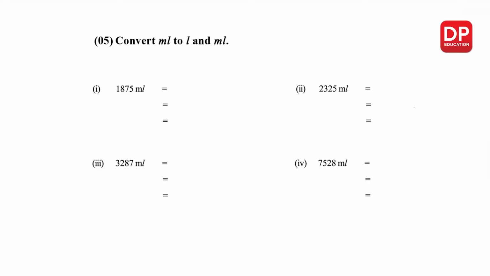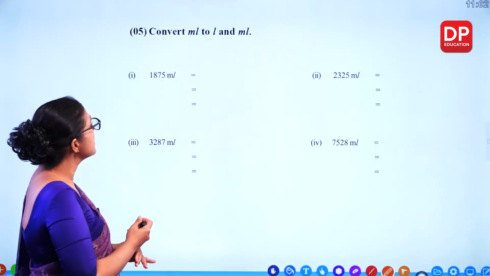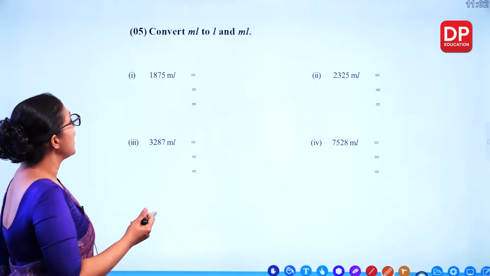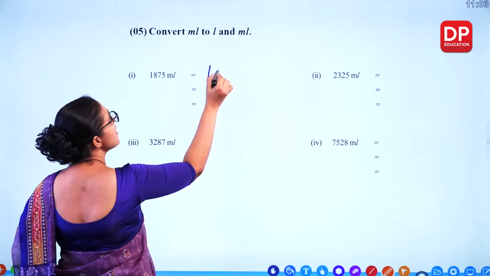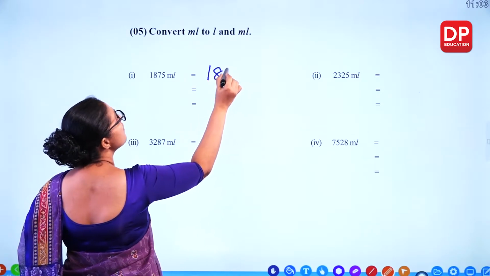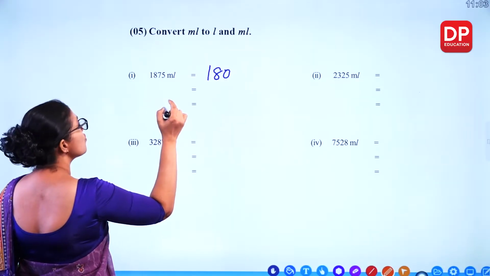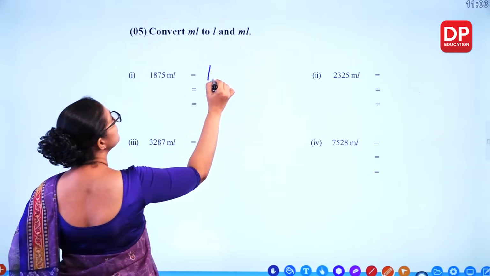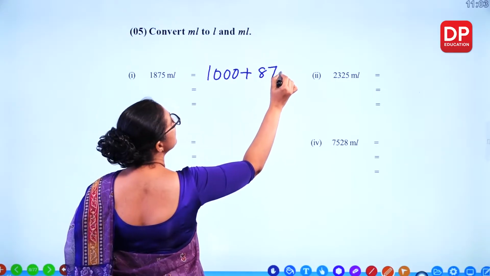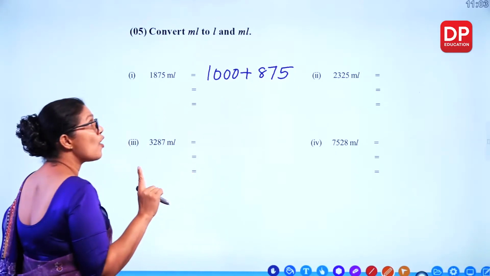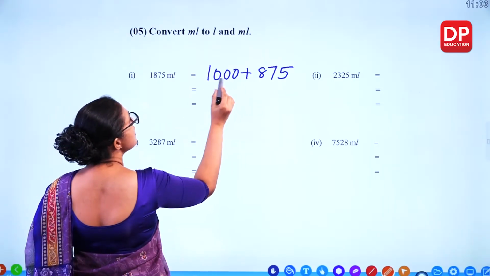Convert milliliters to liters and milliliters, the combination of liters and milliliters. So how can we do it? We can rewrite 1875 as 1000 plus 875. It's easy to write 1875 because you have to divide by 1000 to convert to liters. Now you can divide this by 1000.